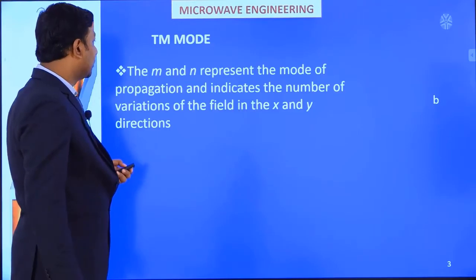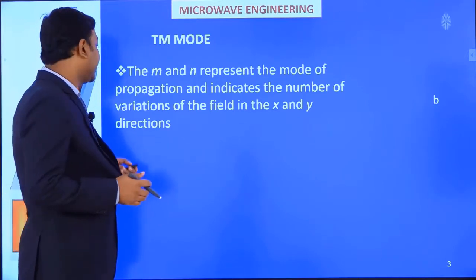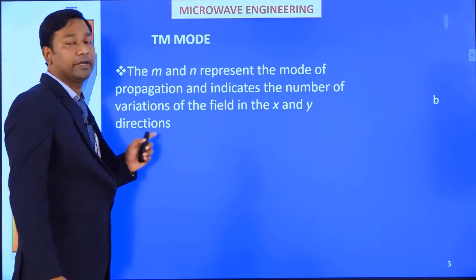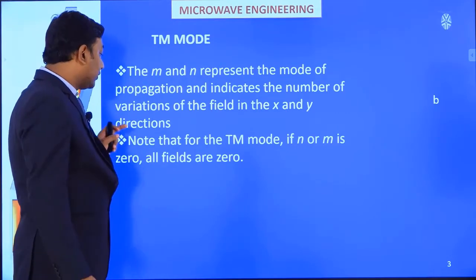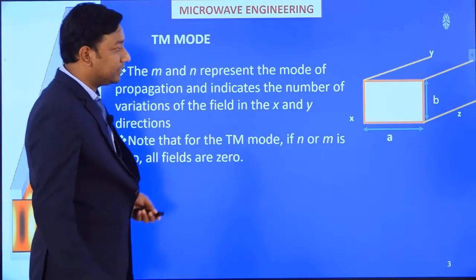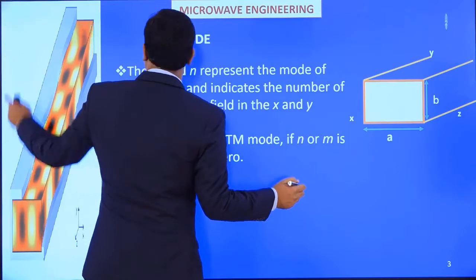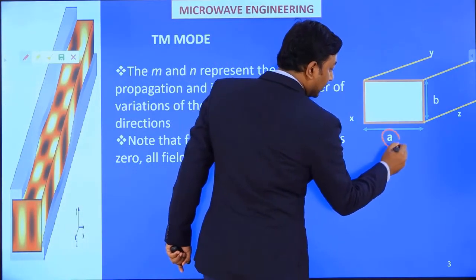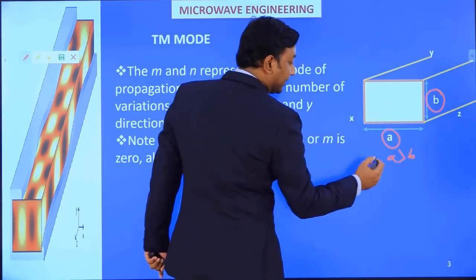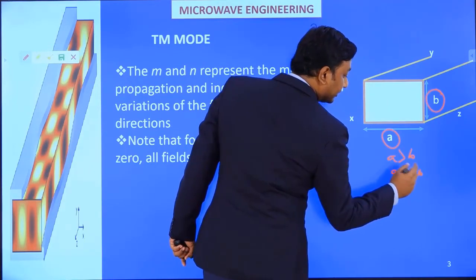Now for the TM mode, we will see the field expression. There are indices M and N. M and N represent the number of variations of the field in the X and Y direction. Note that for TM mode, if N or M is 0, all fields are 0. Consider a rectangular waveguide with X axis value A and Y axis value B. For a rectangular waveguide, A is always greater than B, and in the practical case A is a multiple of B, twice, thrice, like that.